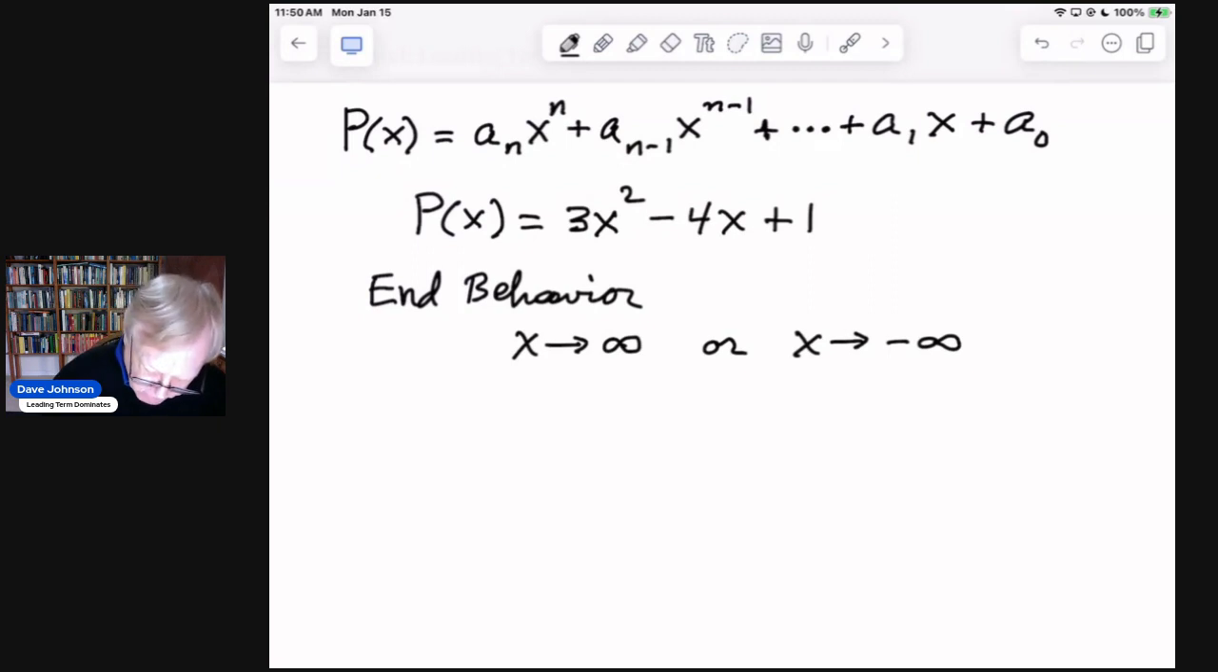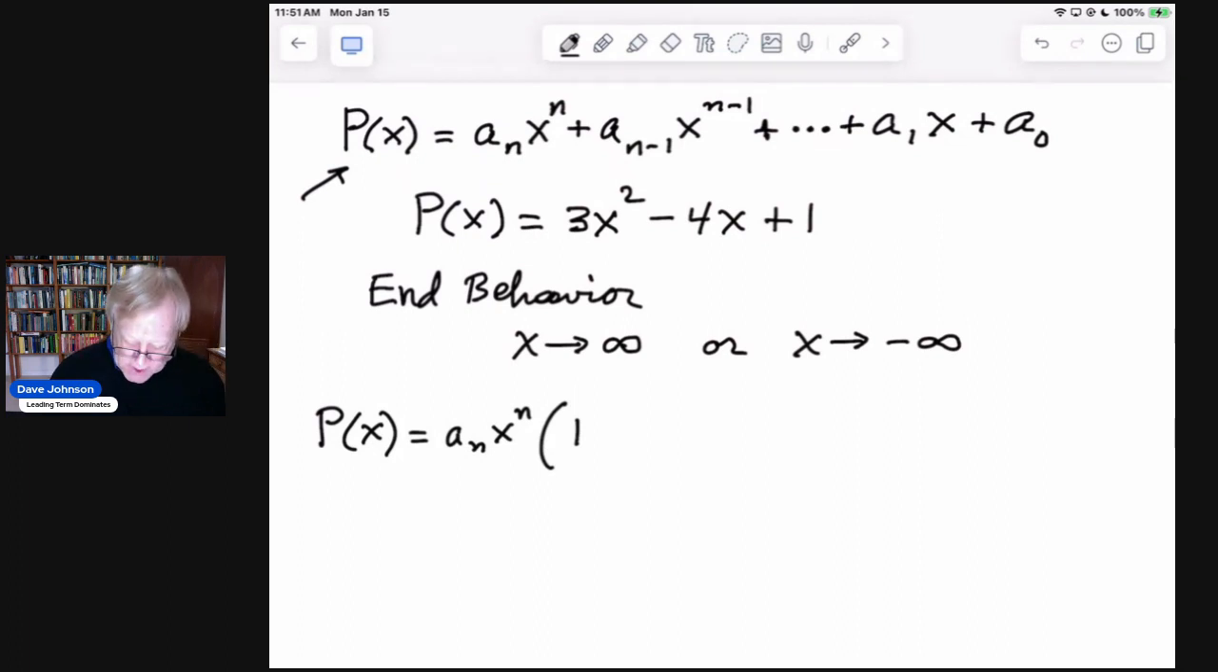Now, why would that be true? Well, I'm going to show you. So let's take our p of x, and what I want to do is factor out the first term. In other words, I want to factor out a sub n times x to the n. So let me write this. P of x is equal to a sub n x to the n times, and then we're factoring, so we're removing that a sub n x to the n.